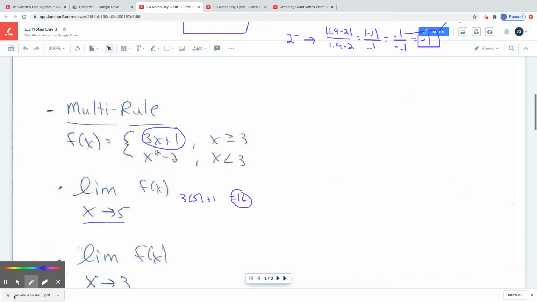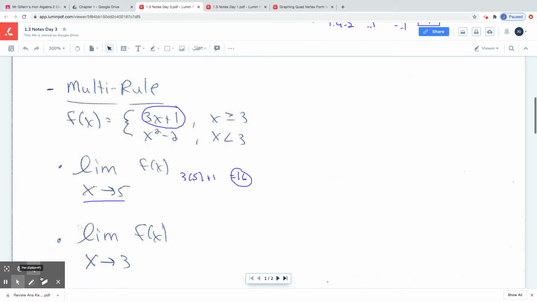Now, the question comes when we have something like this one right here. The limit of f of x as x approaches 3. Do you see how 3 is this number right here? And you might be like, well, I should just plug into the top one because it says greater than or equal to 3. Well, the thing is, I need to know if there's a jump at 3, if they're connected or not. If they're connected, it means there's going to be a limit. If they're separate, not connected, that means there's not going to be a limit.